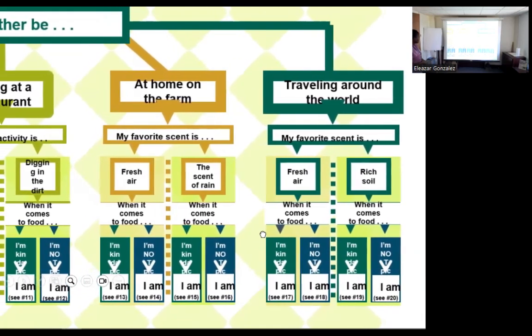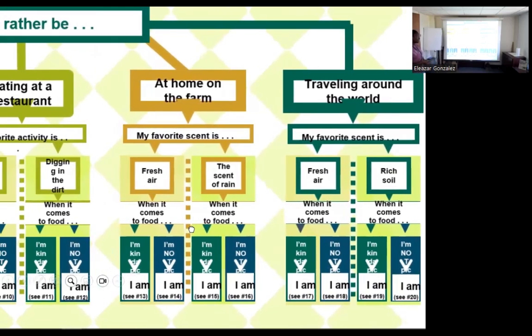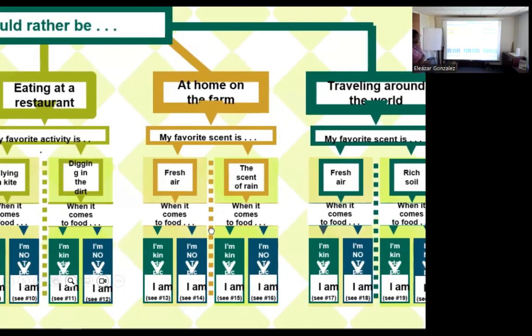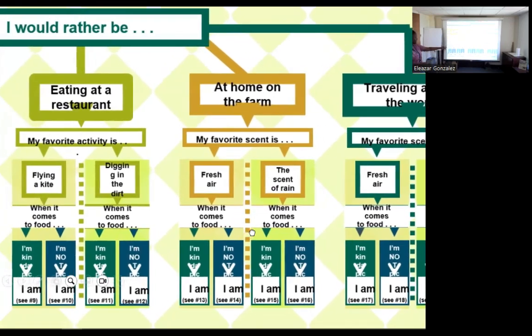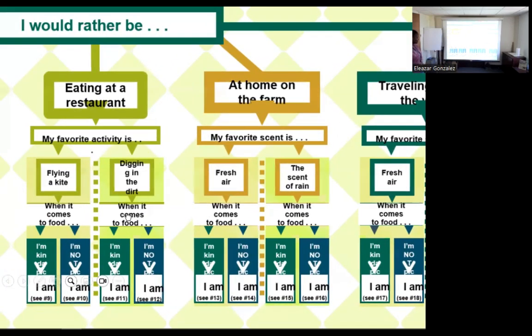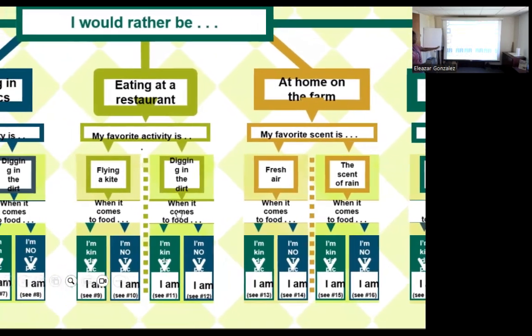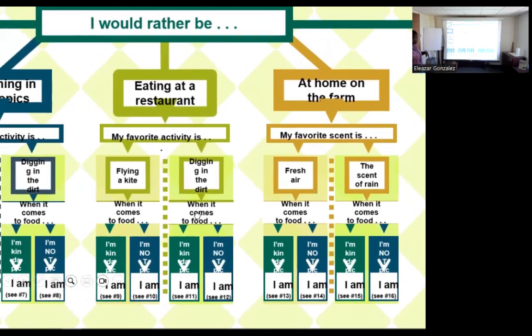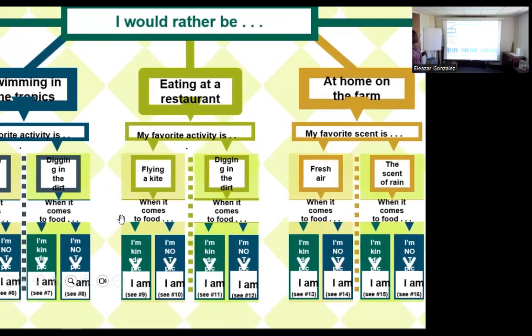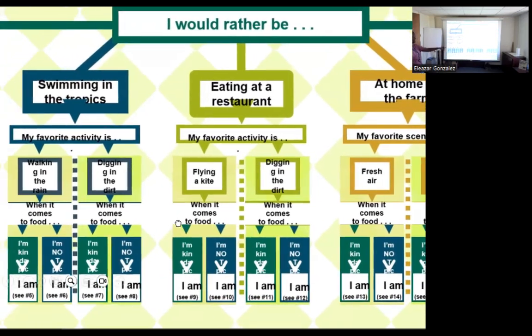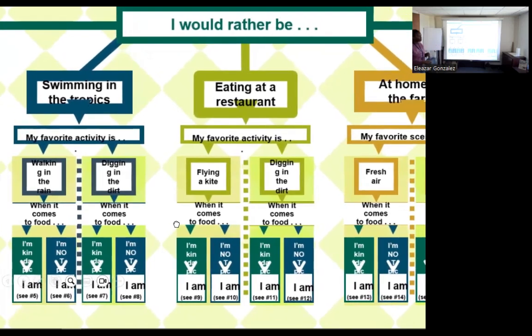At home on the farm, your favorite scent is fresh air or the scent of rain. And then again, when it comes to food, you are either picky or not picky, the two main ones. So depending on whether you're picky will be the green, anything on the left for each, and then not picky would be the blue. And I'm just going to tell you a number, which I'd like you to remember.